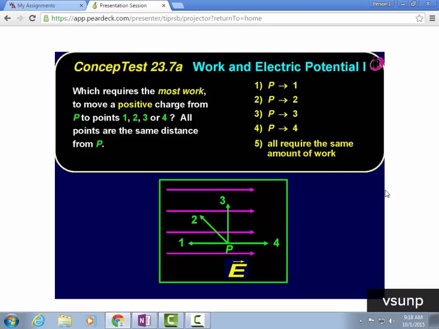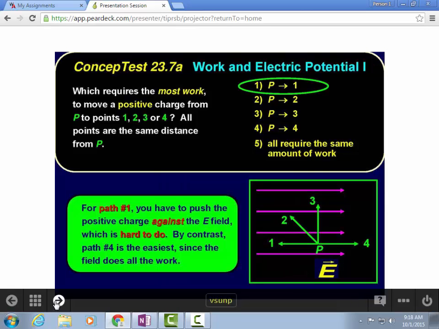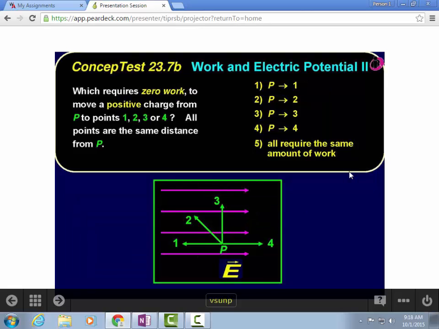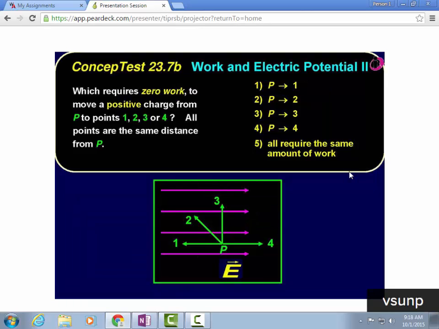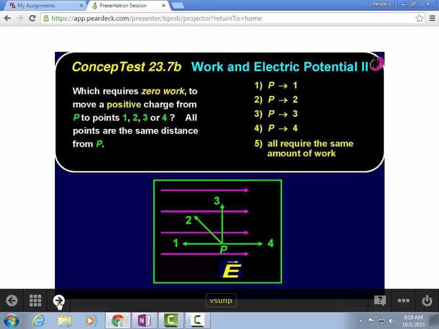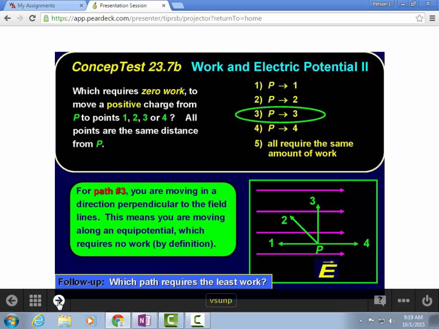Wait, there's no answer for this one. That'd be 4. Oh no, my God. All right. Which requires 0 work? 4. You're all wrong. It's 3. That's right. Requires no work to move it along this path.